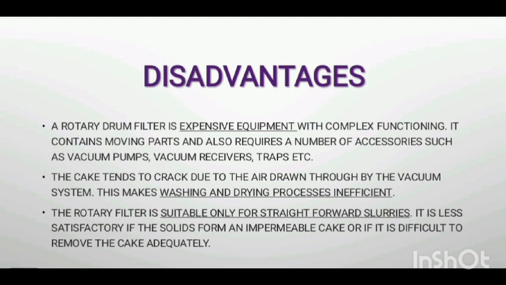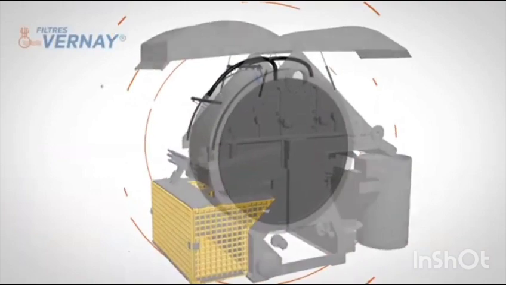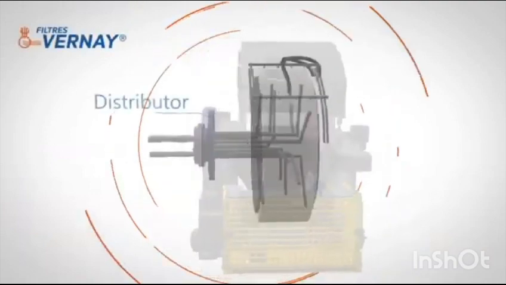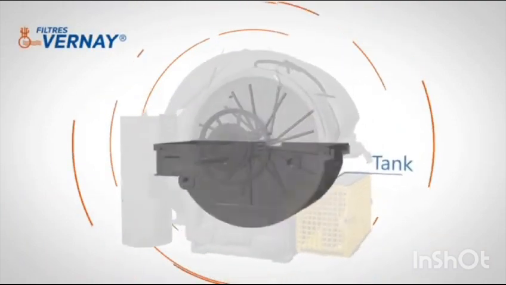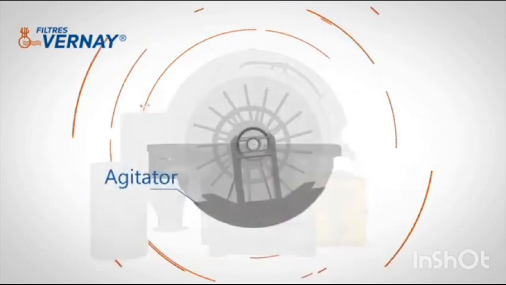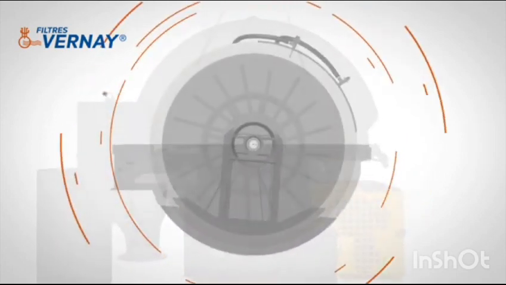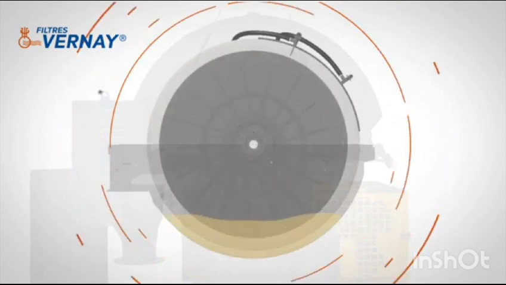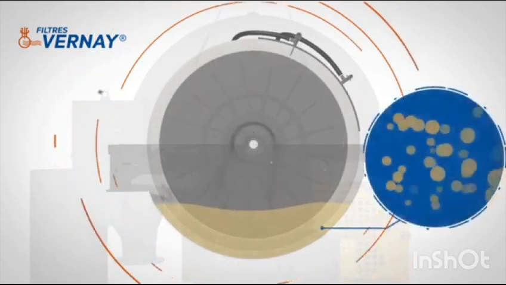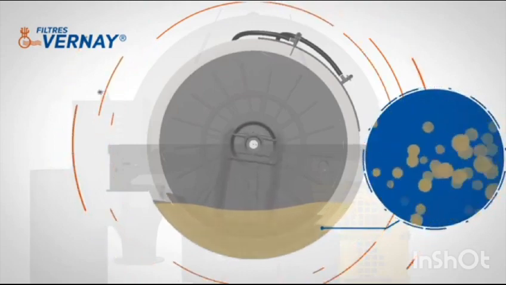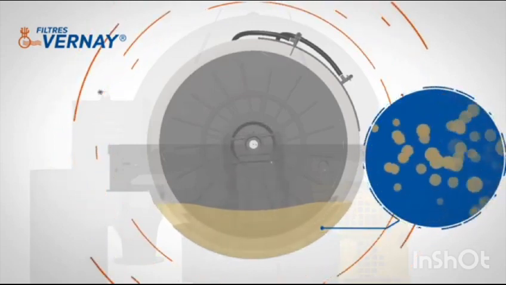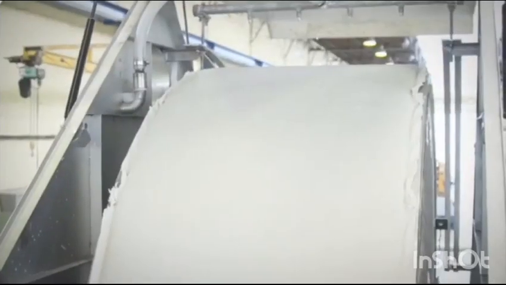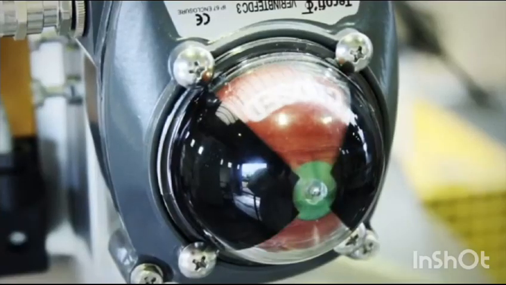in the industries. 4 key parts compose our solution: the drum, the distributor, the tank, and the agitator. The solid-liquid separation takes place on the drum, which is partially submerged in the tank. The tank is then filled with the slurry to be filtered. The solid particles are kept in suspension by the agitator. A pump creates vacuum inside the drum. This will initiate the separation of the 2 phases.